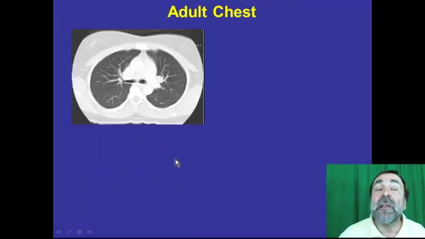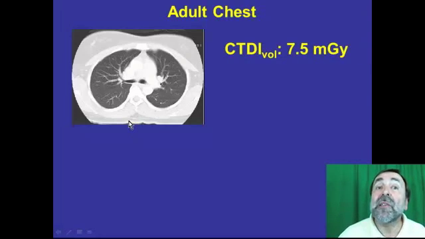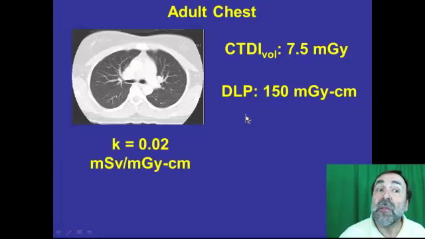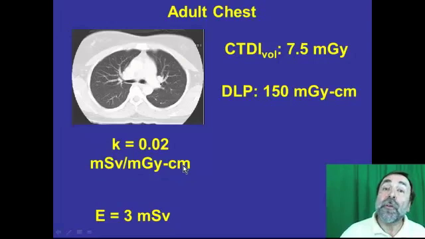The final example I want to show you is an adult chest. Again, let us assume that this is a standard size adult with an AP dimension of, let's say, 22 centimeters. You use a CTDI vol of 7.5 milligray. You take into account the scan length to get a DLP of 150 milligray centimeters. Now notice that the K factor for a normal size adult chest is 0.02 millisieverts per milligray centimeter, and you get an effective dose of 3 millisieverts.